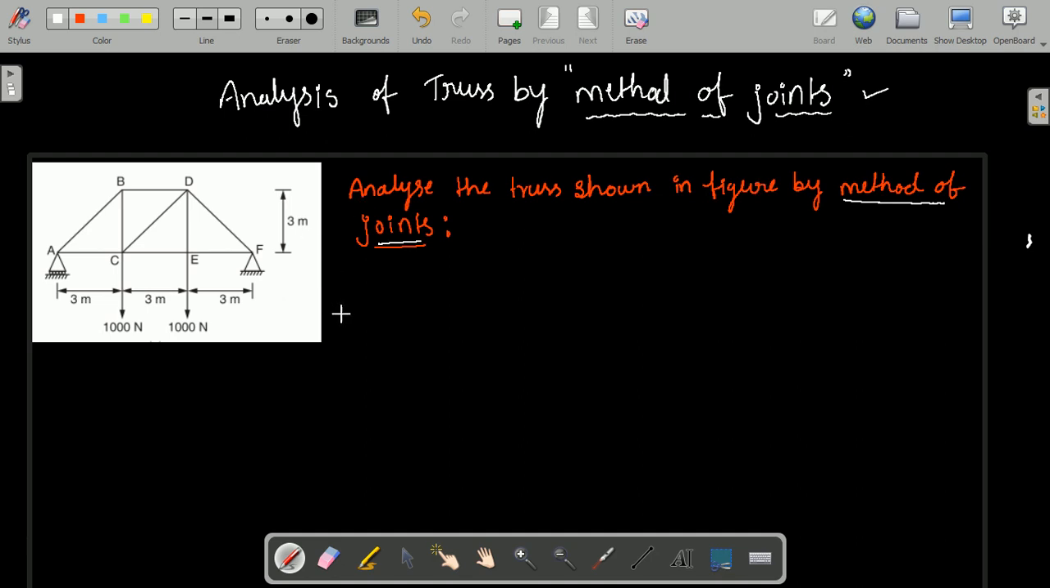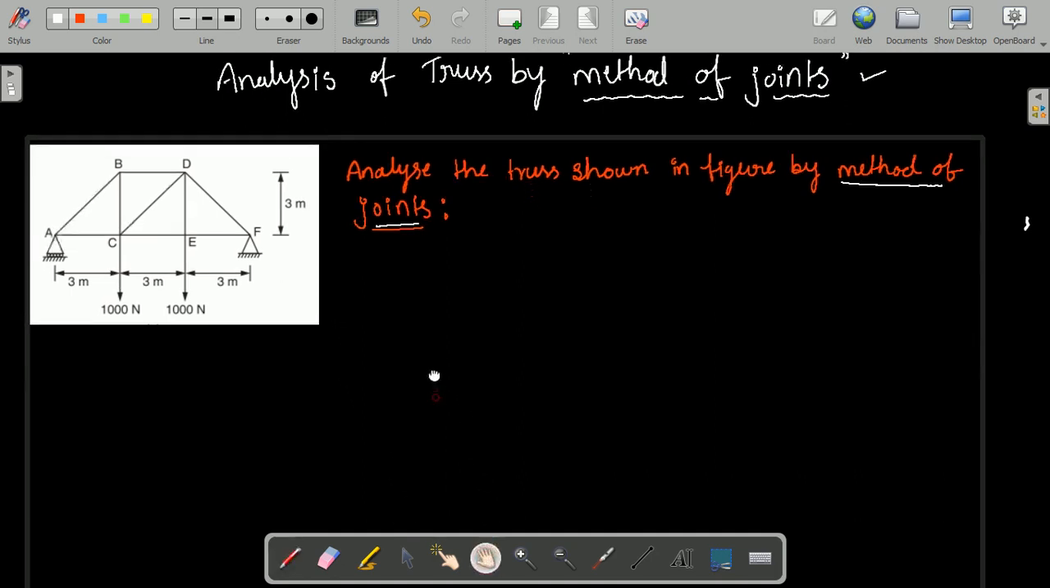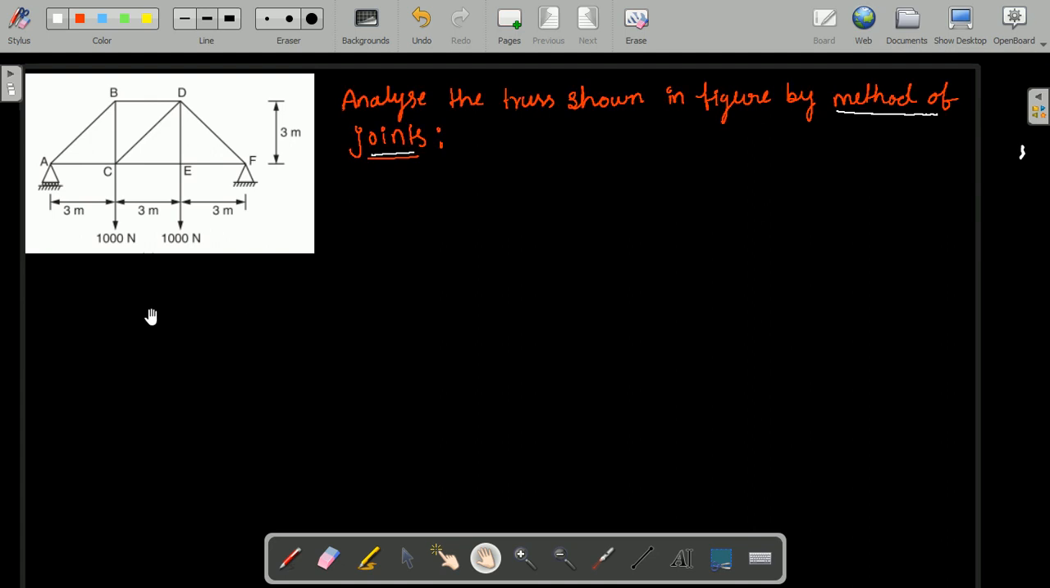We have already discussed the steps you need to follow in order to analyze a truss by the method of joints. The same steps you need to follow here. The first thing, step 1, is to find out whether the given truss is statically determinate or indeterminate.